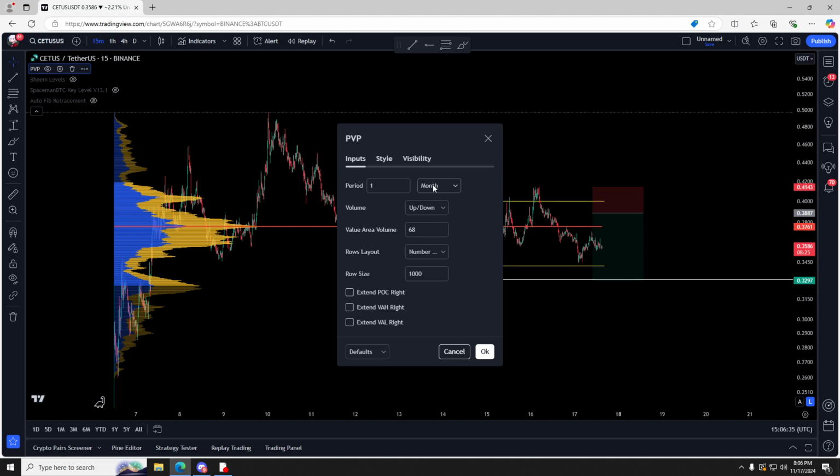It has been the exact same since then. I do not know what these numbers mean, but the only thing you should be concerned about is this one, because this is the time frame that it draws the volume profile on. So currently it's set at the monthly for me.